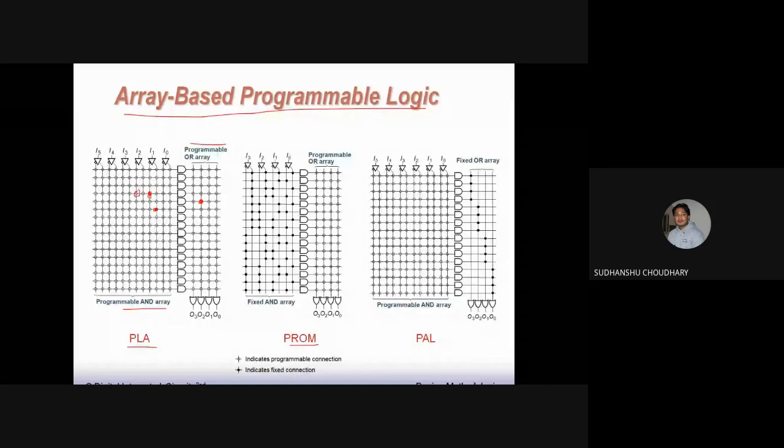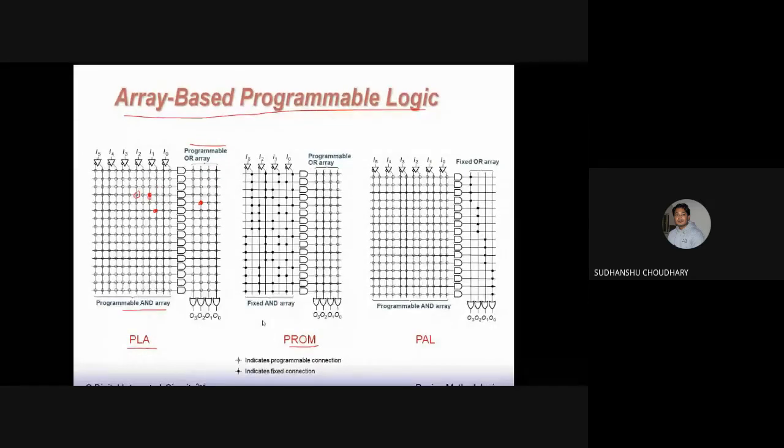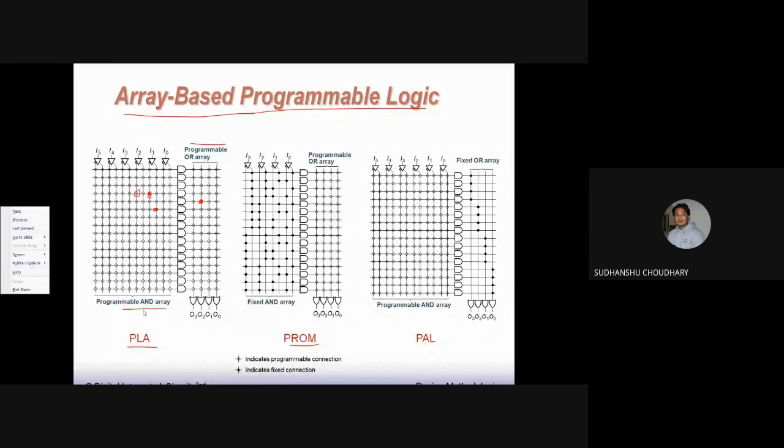Similarly, you have the PROM based approach, where connections can be done again in the same arrays, that is AND array and OR array. Here the OR array is only programmable, the AND array is fixed. You cannot provide connections in the AND array, but yes, you can program the OR array, which is called PROM based.